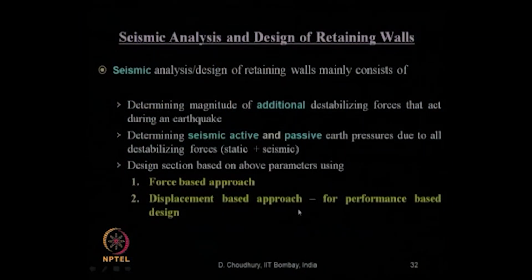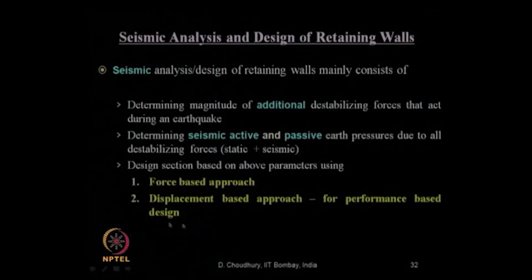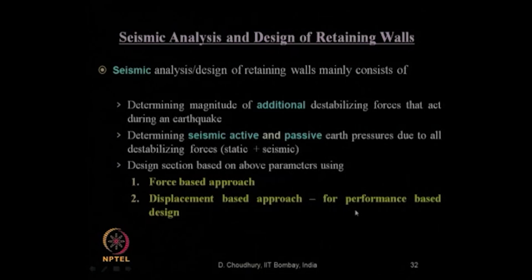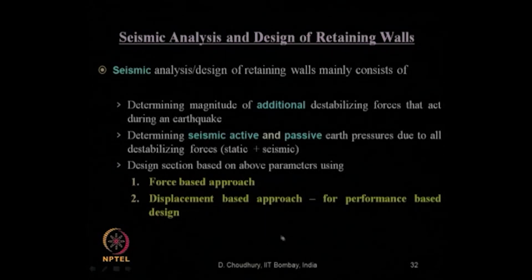So, if we look at this slide, for performance based design, if we talk about how any wall performs and we need to design for that, then we should go for this displacement based approach, where we can monitor or estimate how much displacement of the wall is occurring. It can be translational, it can be rotational displacement, however much it is occurring.